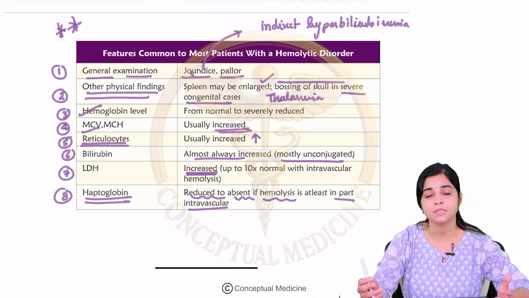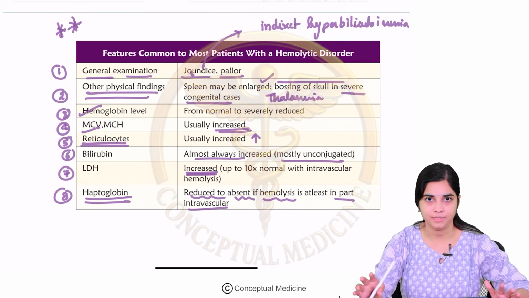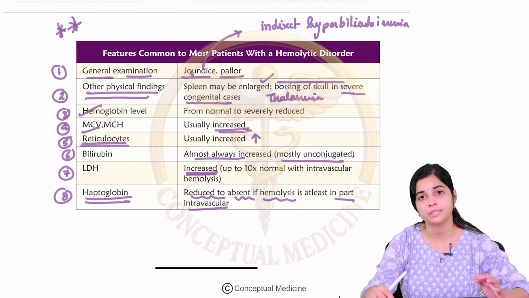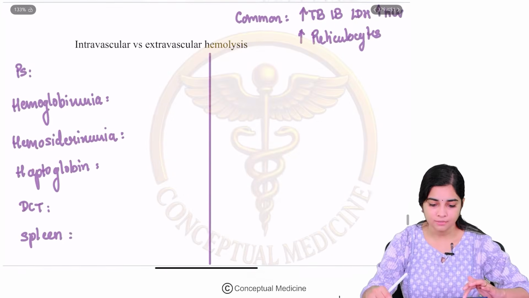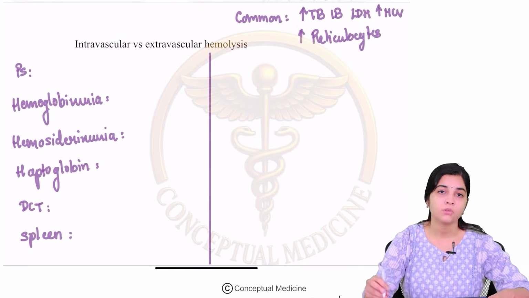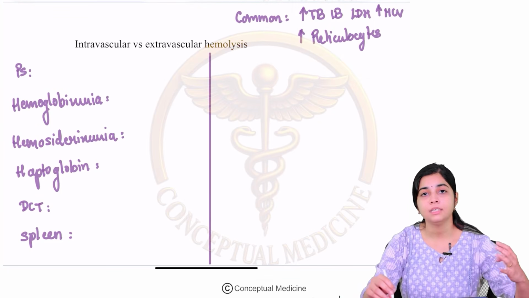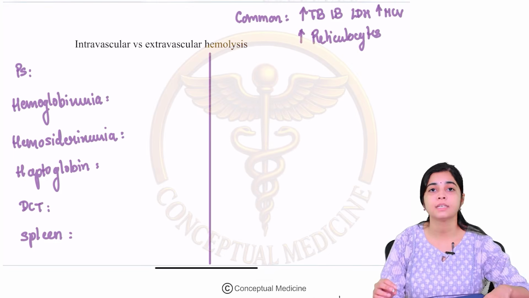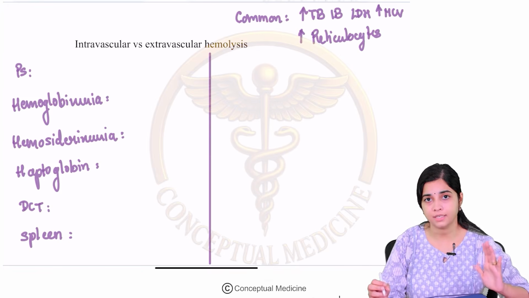There can be increased MCV, increased MCH, the hemoglobin will be reduced, there will be reduced haptoglobin, there can be increased LDH, and you may find evidence of indirect hyperbilirubinemia and reticulocytosis. So these are some of the features which are common to most of the patients with a hemolytic disorder. Now let us understand what is the difference between intravascular and extravascular hemolysis. So intravascular hemolysis means the hemolysis is happening within the vessels. Extravascular means that the hemolysis is happening outside the vessels. It is happening in sites like the spleen and the liver, which are the graveyard of RBCs, and the RBCs are getting broken down there.